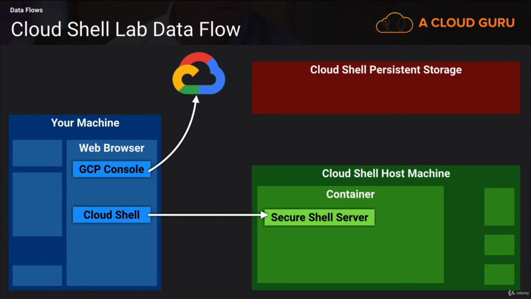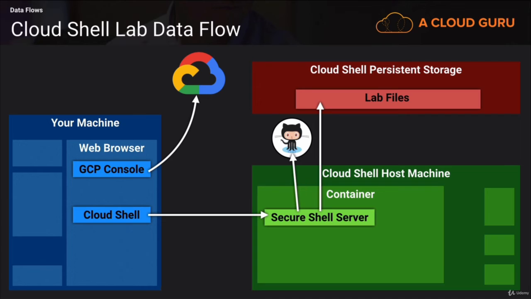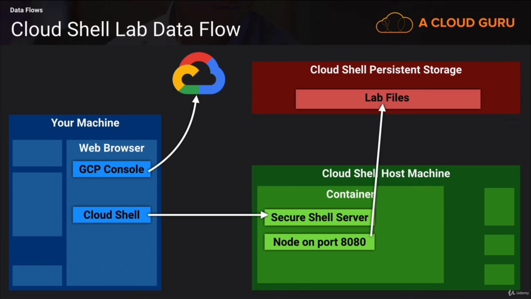Now in this, we run a git command that connects to GitHub to get the lab files, and it stores those files on the Cloud Shell persistent storage. When that's finished, we run node against those files. Node will load them up, and then sit there waiting for a request that comes in on port 8080.